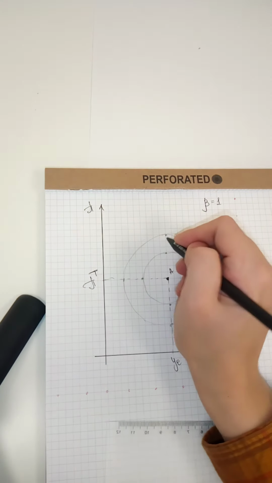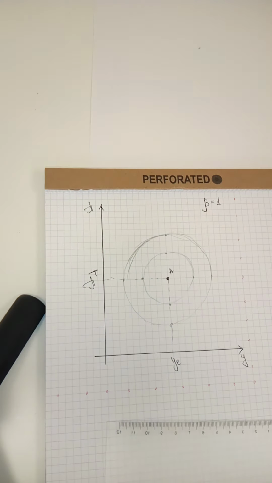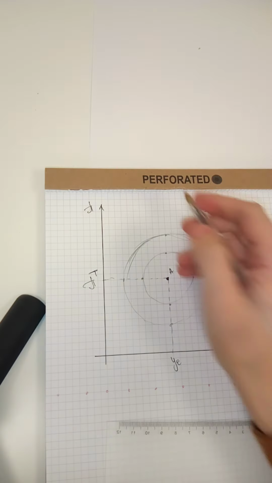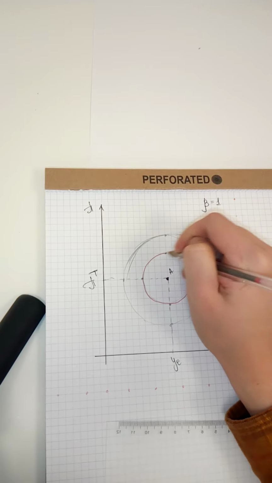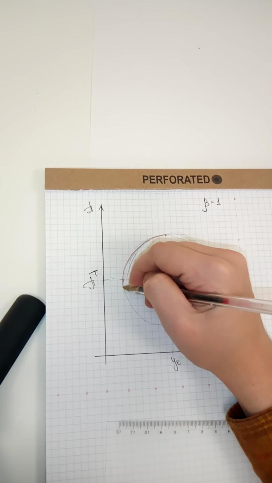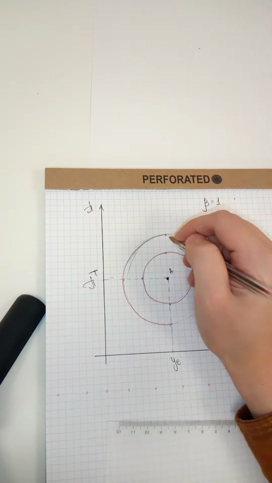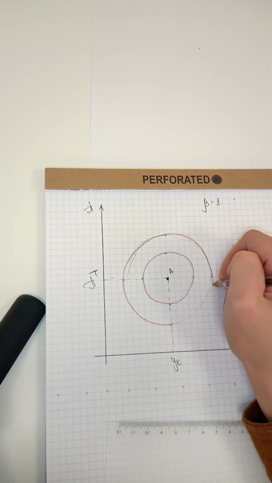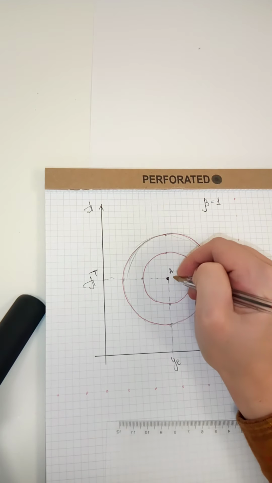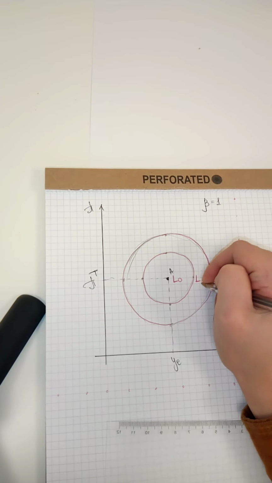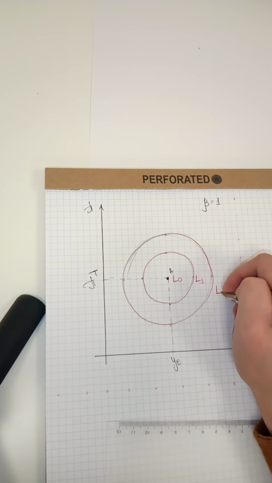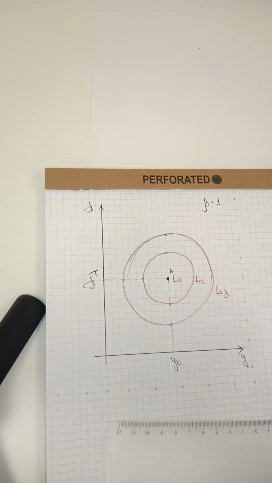Okay, that's enough. It's visible. Okay, not that visible. Okay, so let's say here we have L equal to 0, L0, L1, and L3. Okay, fine. That will do.